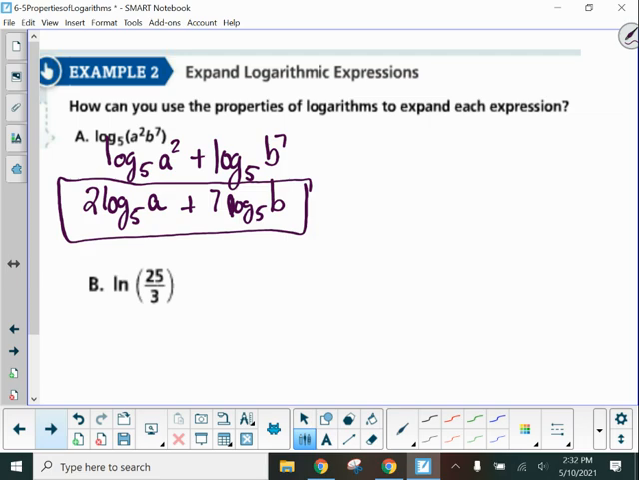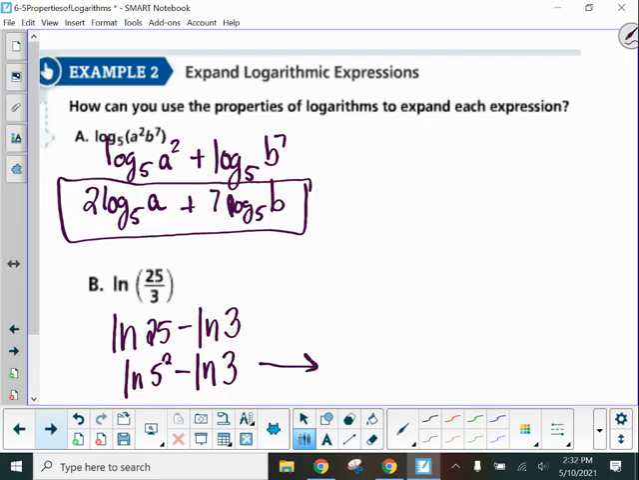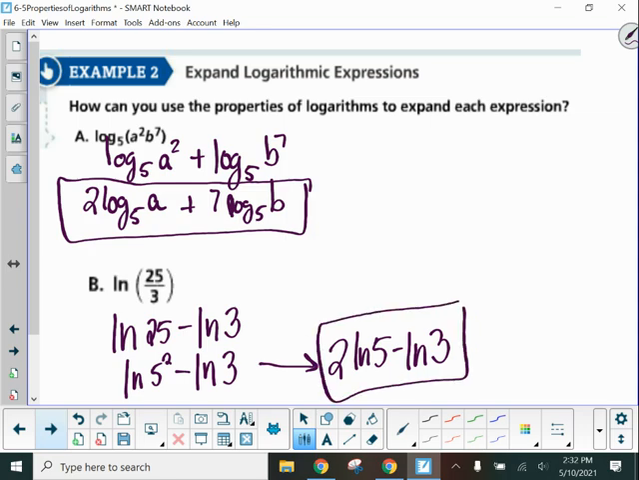Part B is a natural log of a quotient, so we would use the quotient rule. I am subtracting, so I have the natural log of 25 minus the natural log of 3. 25 can be rewritten, so this actually isn't as expanded as it could be. So this is the natural log of 5 squared minus the natural log of 3. With the 5 squared, I can put the 2 out in front using that exponent property. So I have 2 natural log 5 minus natural log 3. And that would be your final answer for that question.